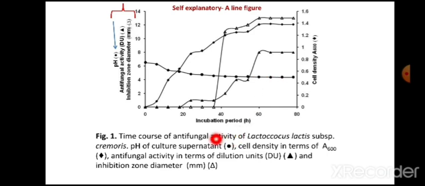So this dark round circle, what is it? It is written here. What is this dark triangle? This dark triangle, what is it? It is written here. What is this diamond shape? Diamond shape is written here. So this is how your figure should be a self-explanatory figure. You can see these symbols are written also here, here and here.